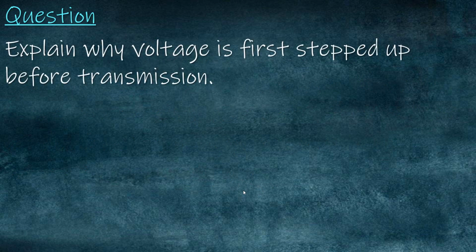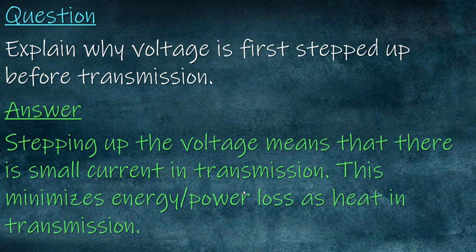Question: explain why voltage is first stepped up before transmission. This is a question that everyone should know. Stepping up the voltage means that there is small current in transmission. This minimizes energy or power loss as heat in the transmission.